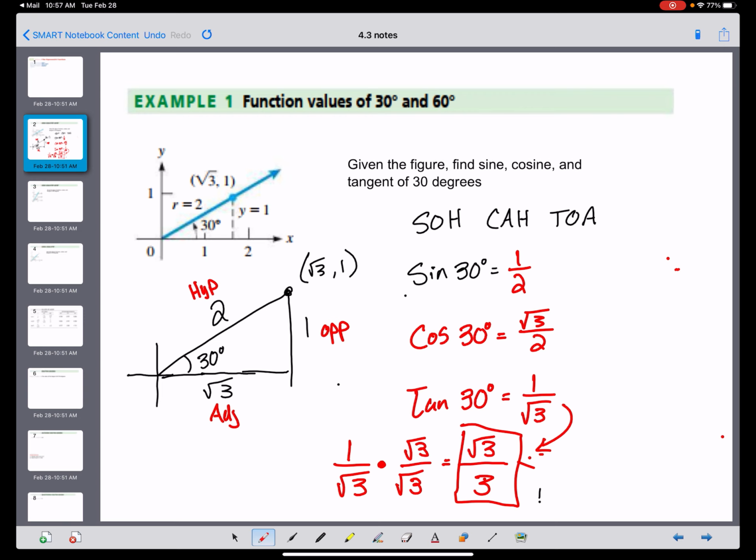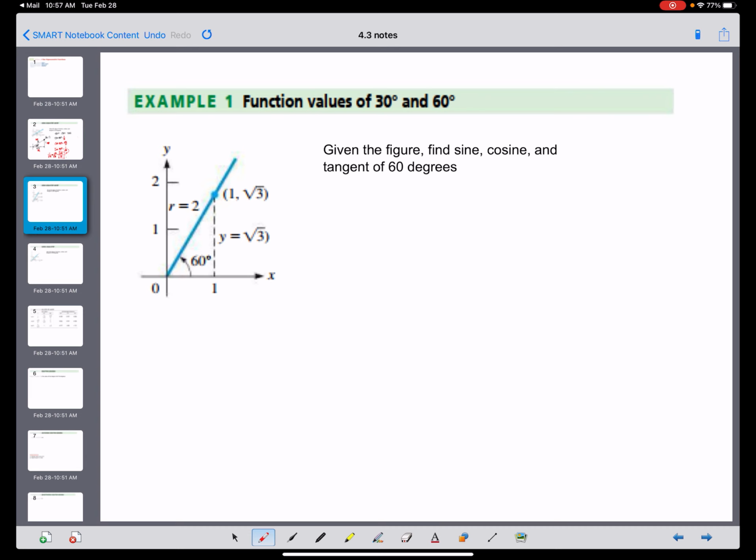All right, so pretty straightforward, just like what we were doing before. Same thing here. It says find sine, cosine, and tangent of 60 degrees. Well, we got this triangle. It tells me that now I have this point 1, square root of 3. So this is 1, this is the square root of 3. I'm not going to bother with this. I feel like you could do that. Keep moving.